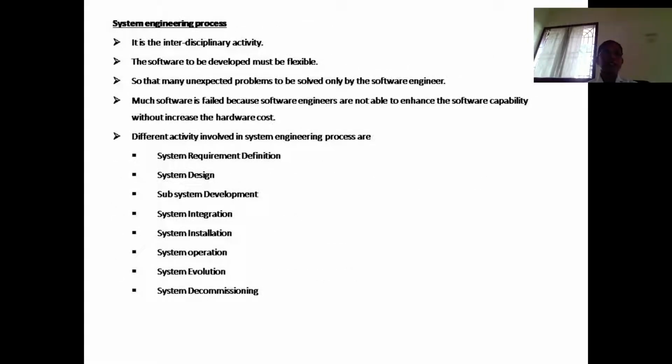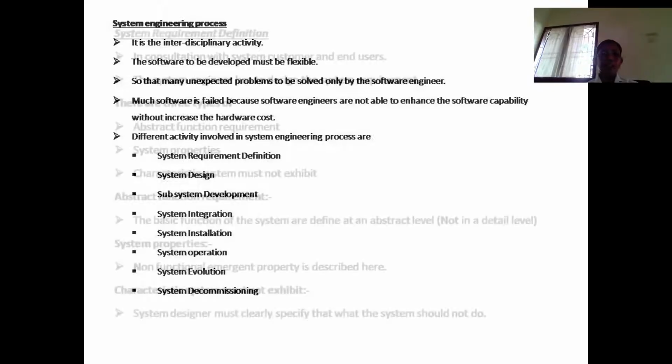Next, what is the process of system engineering? It is an interdisciplinary activity. The software to be developed must be flexible. The different activities involved in the system engineering process are system requirement definition, system design, subsystem development, system integration, system installation, system operation, system evaluation, and system decommissioning. So these activities are involved in the system engineering process.